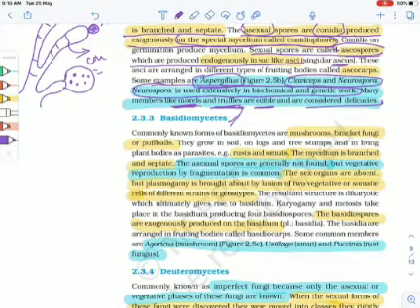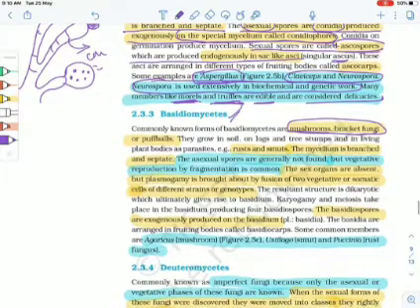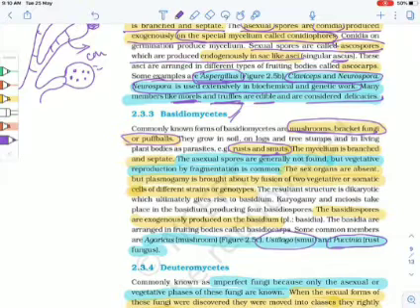Now the third class is Basidiomycetes. Basidiomycetes are commonly known as mushrooms and bracket fungi, also known as puffballs. Remember, mushrooms, bracket fungi and puffballs. Okay. Now rust and smut are caused by the Basidiomycetes. Rust is caused by Puccinia and smut is caused by Ustilago.